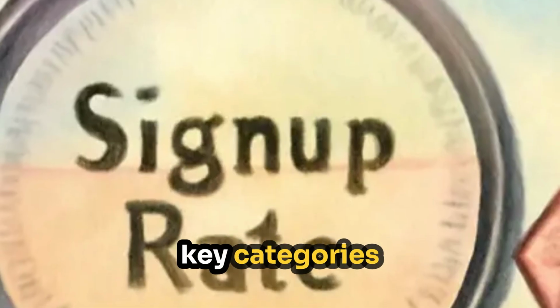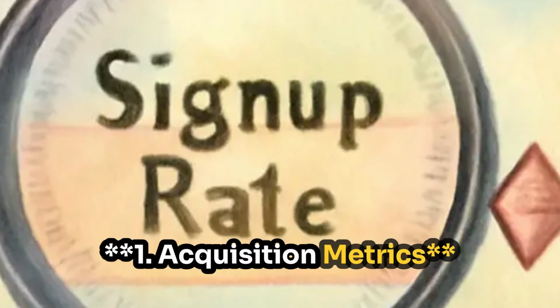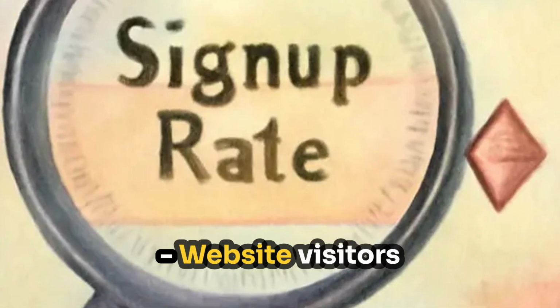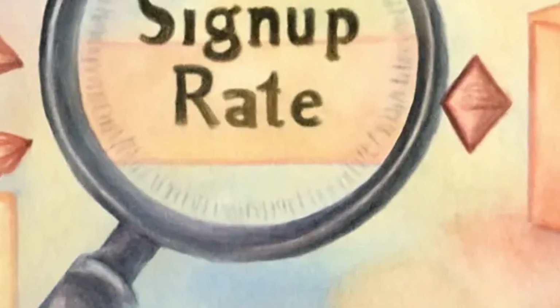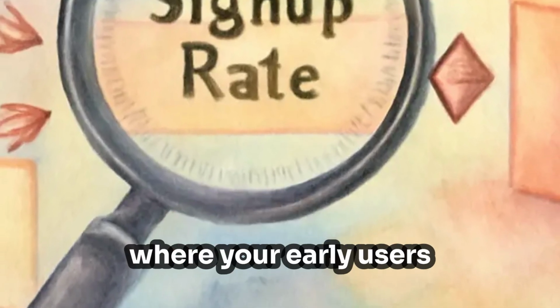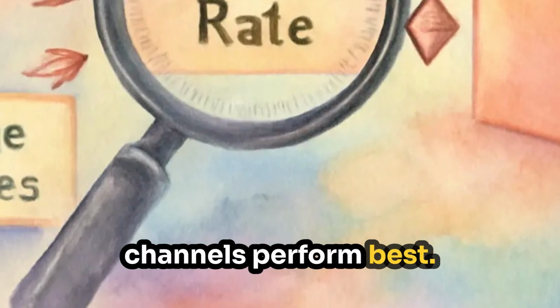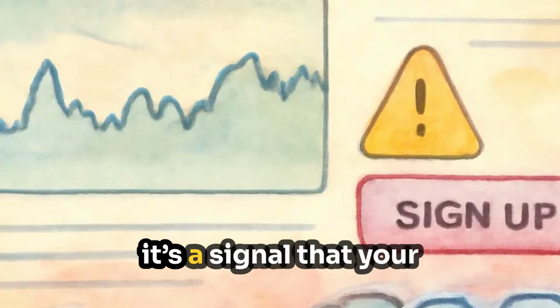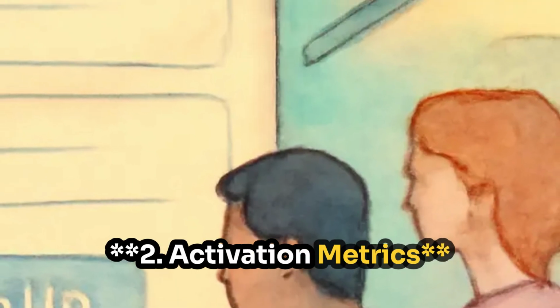Let's explore the key categories of MVP metrics. 1. Acquisition metrics. These measure how users discover your product. Website visitors. Sign-up rate. Traffic sources. Acquisition metrics help you understand where your early users come from and which channels perform best. If you're getting a lot of traffic but few sign-ups, it's a signal that your messaging or landing page needs work.